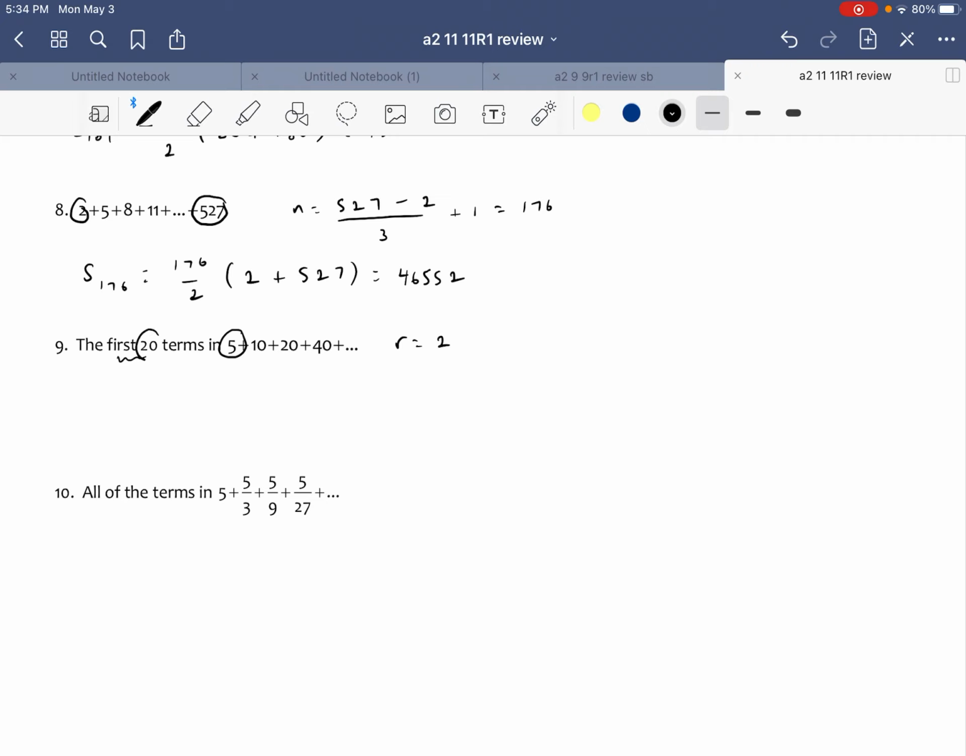And we need to know how many terms. The formula for this goes like this. The sum of these 20 numbers is equal to your first term times the grouping 1 minus the ratio to the 20th power, how many numbers you're adding together, and you divide that by 1 minus the ratio.